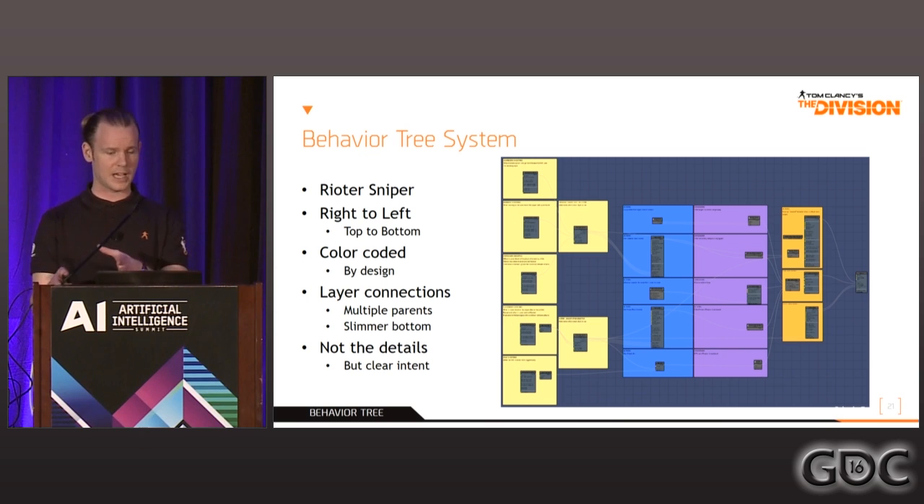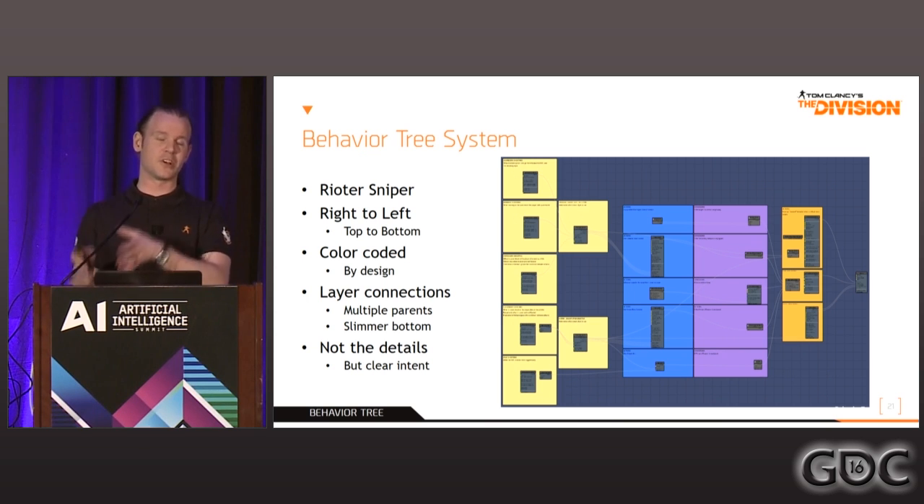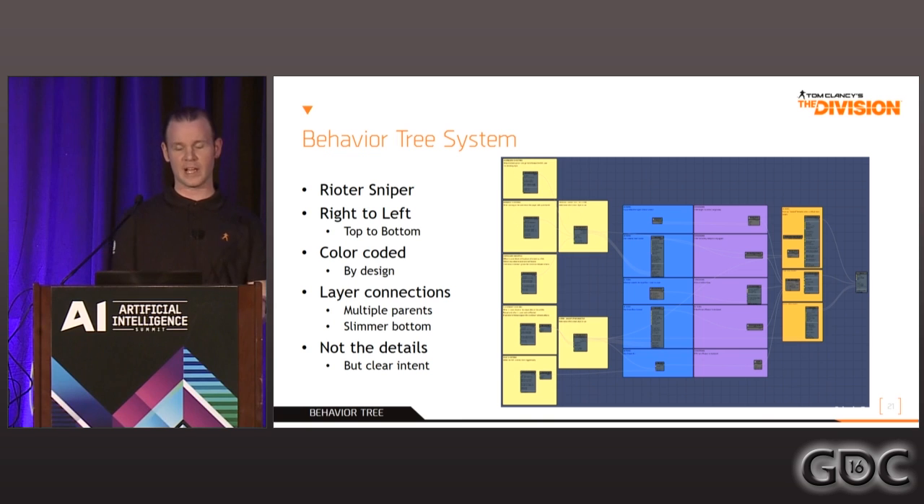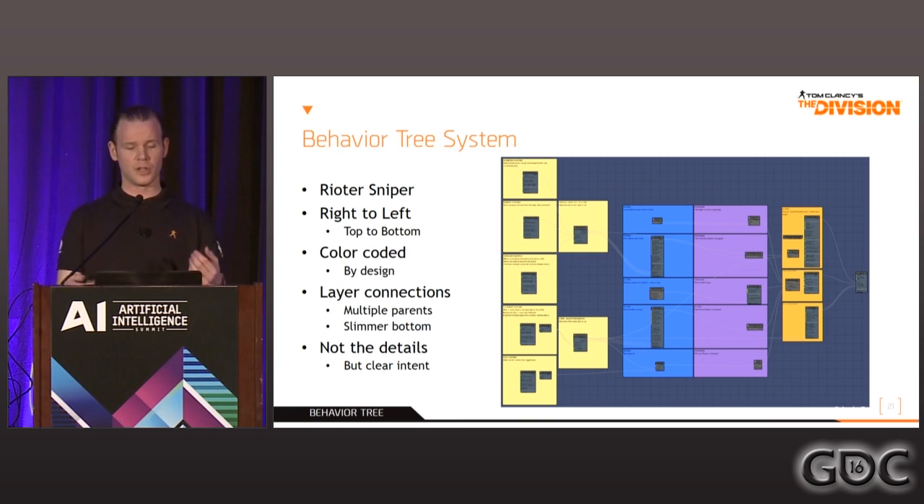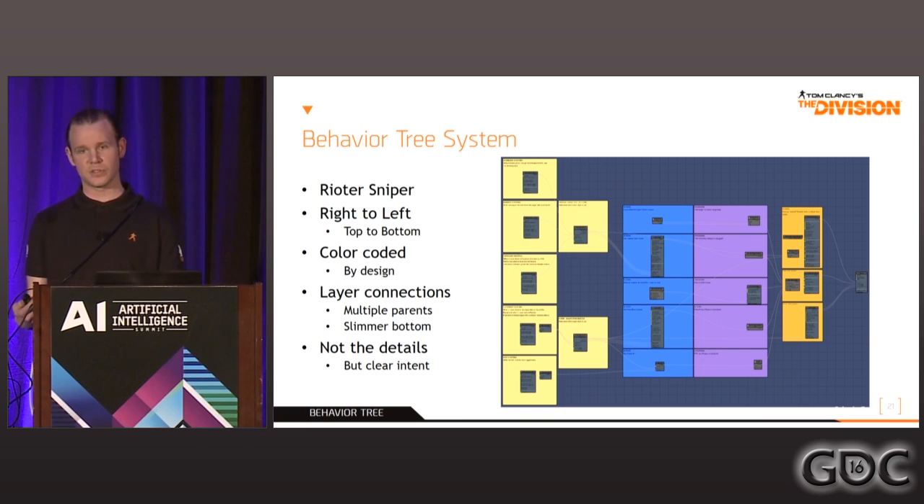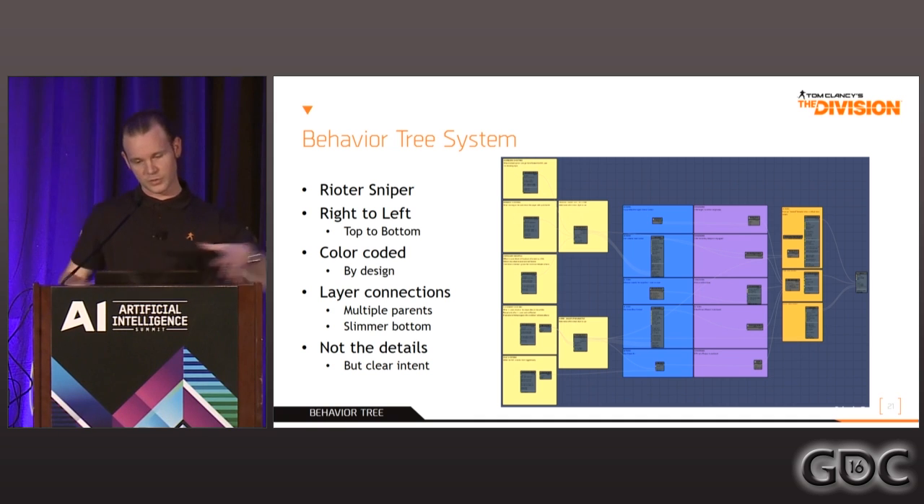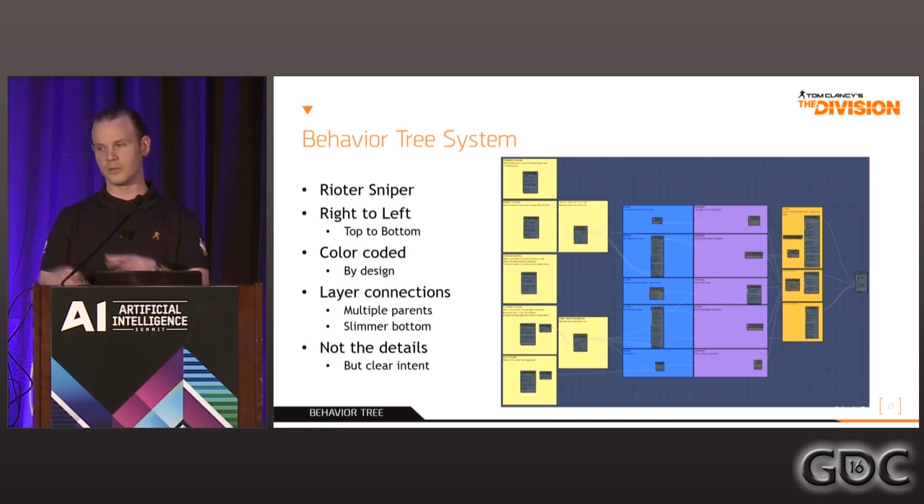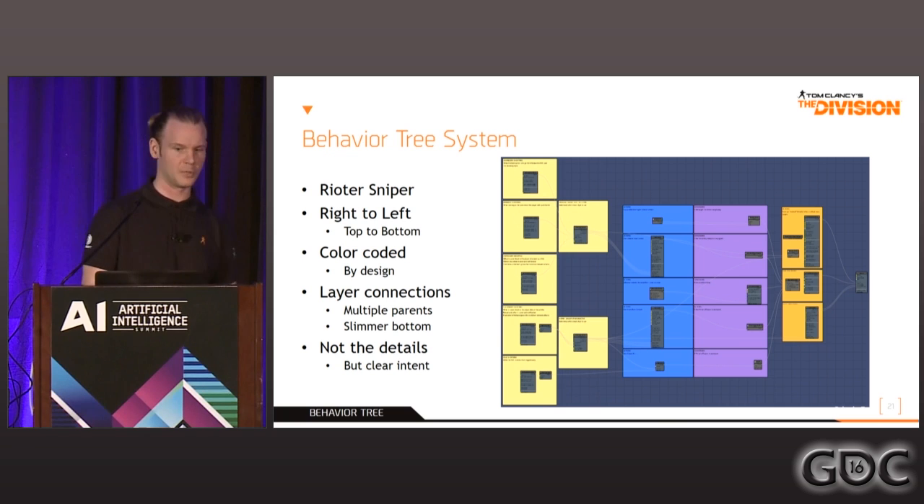And as you can see, we have different connection layers. We also allow children to have multiple parents. This allows us to slim down the tree instead of having it just explode. One thing that is important to note here: I wouldn't say the details of what we've done are exactly important. It's just that we've had a very clear intent and that we structured the tree in a way that works for us. But nonetheless, I'm still going to go through it a bit.